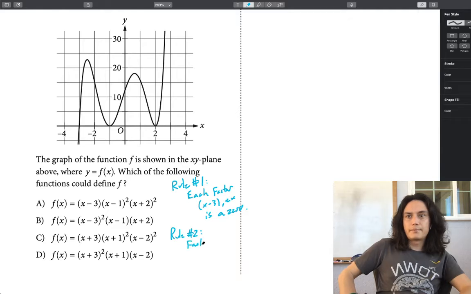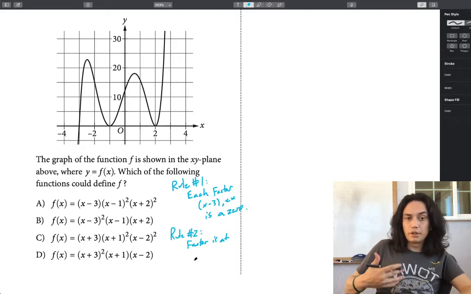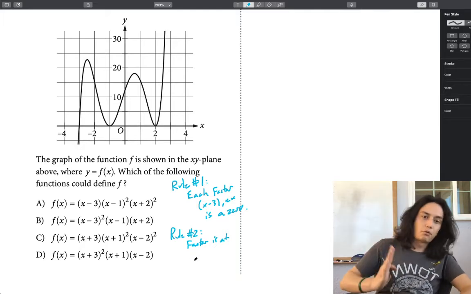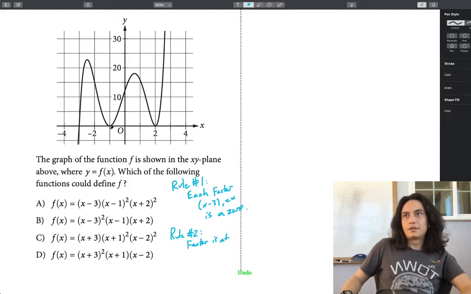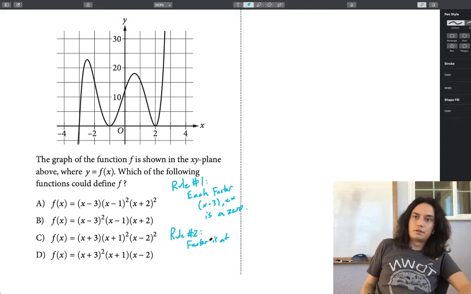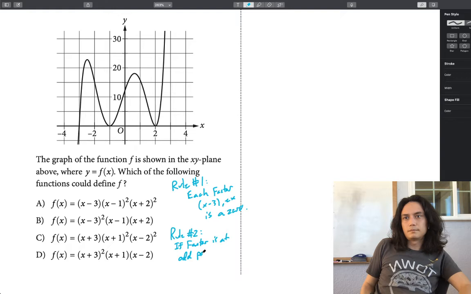If the factor is at an odd power of 1, 3, 5, 7, it's going to bust through the x-axis. And if it's an even power, it's going to bounce off it. So this is an example of busting through, where the graph is hitting the x-axis and it busts through. And this is an example of it bouncing off. Here it's going to hit 0 and bounce off. That's just another thing to memorize. If the factor is at odd power, it busts through.